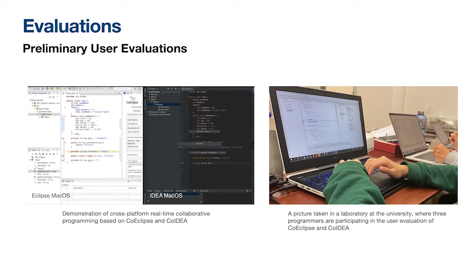A group of programmers have been invited to participate in our preliminary user evaluations. The picture on the right is taken in our laboratory. 3 programmers are participating in the user evaluation of co-Eclipse and co-Idea. They provided positive feedback on co-Eclipse and co-Idea.